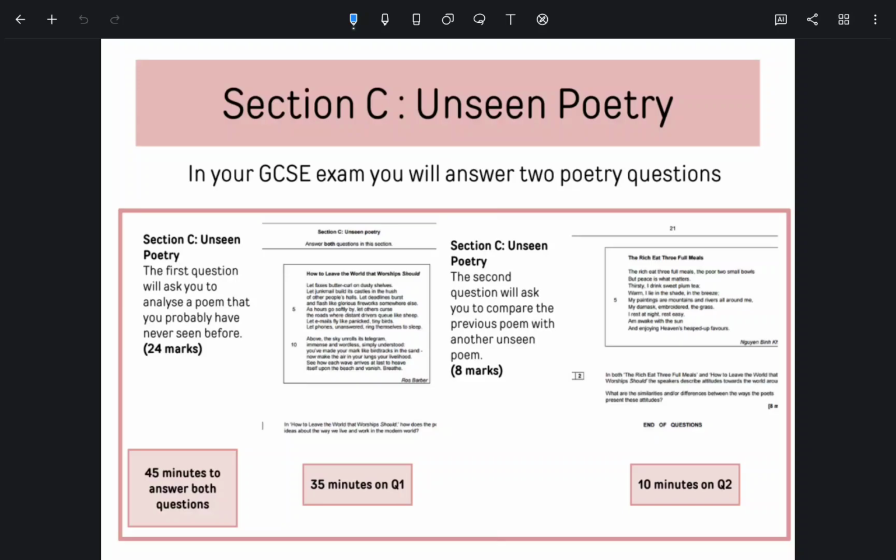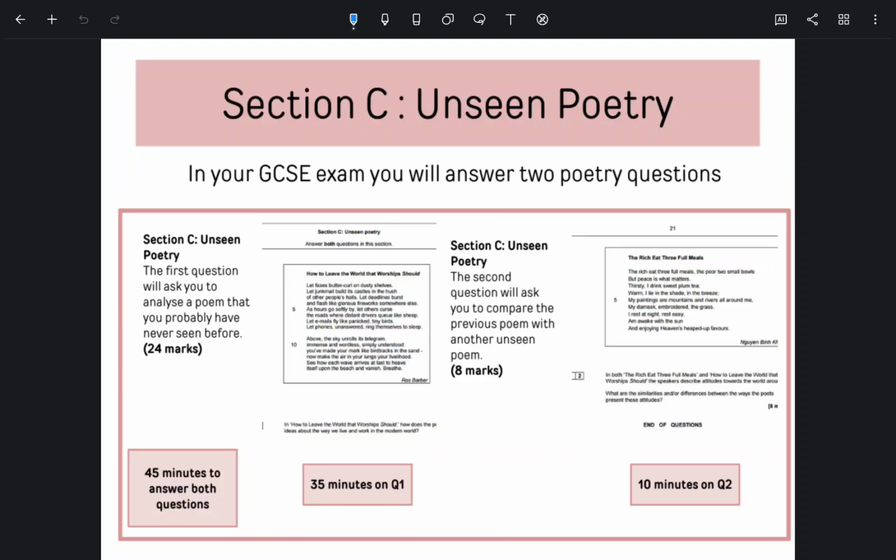Your unseen poetry will be section C of the exam. The first part of section C will be your first question, and that will be worth 24 marks. The first question will ask you to analyze a poem that you probably have never seen before. You need to look at the keywords and key phrases, highlight and annotate them, and you'll have a question on that. You should spend around 35 minutes on that first question. Then you'll have a second part, worth 8 marks, where the second question will ask you to compare the previous poem with another unseen poem.